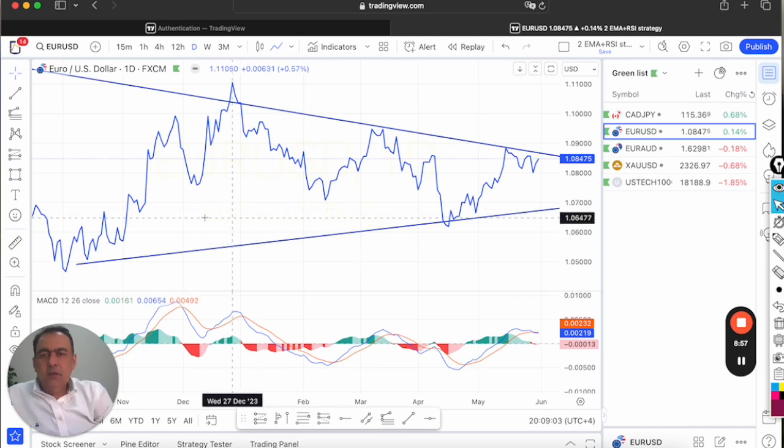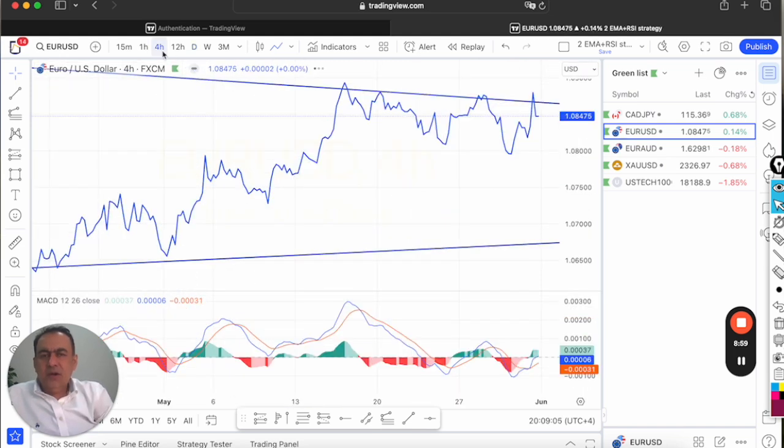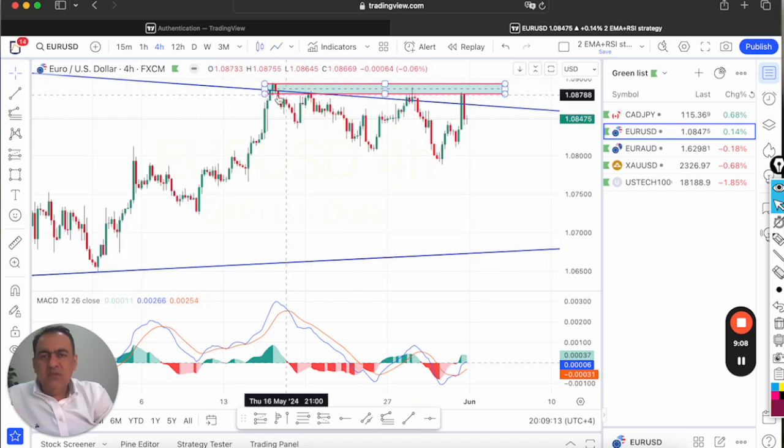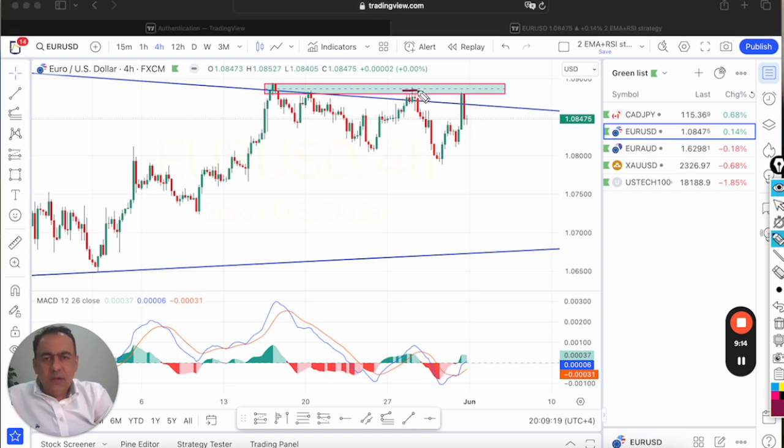Now let's move to the 4-hourly chart. On the 4-hourly chart, I can see that the buyers are looking exhausted. They are not able to break above this major area of supply. They have made an attempt multiple times, a couple of times. So here is the first attempt, rejection. Now they have made a second attempt, and we got a rejection candle.